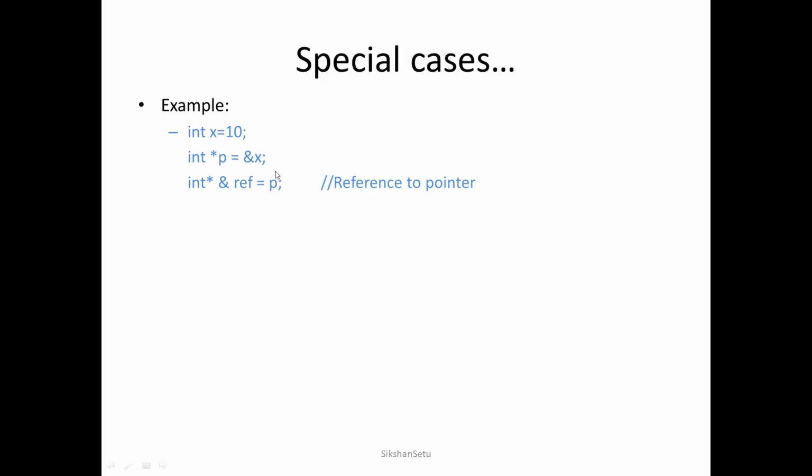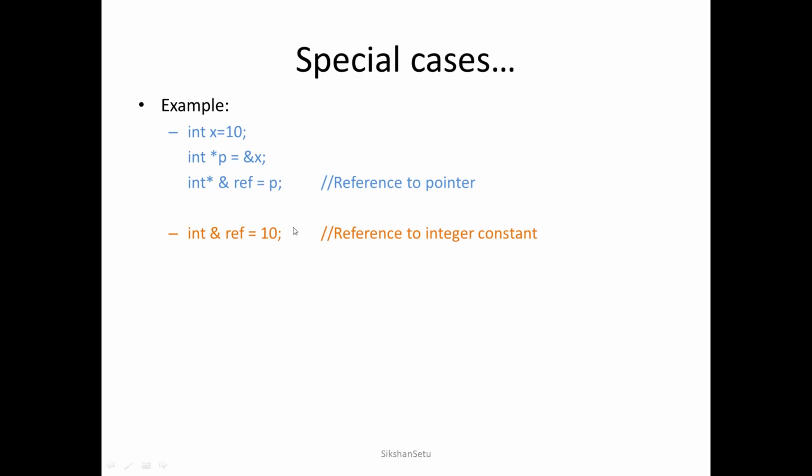So here you can see this p. p is of integer pointer type. If I need to refer to a pointer, I need to take an integer pointer and then the reference symbol. If I want to refer to a normal variable, I only write int &ref. I will not write a star there, but since I am referring to an integer pointer, I need to write int *&ref here.